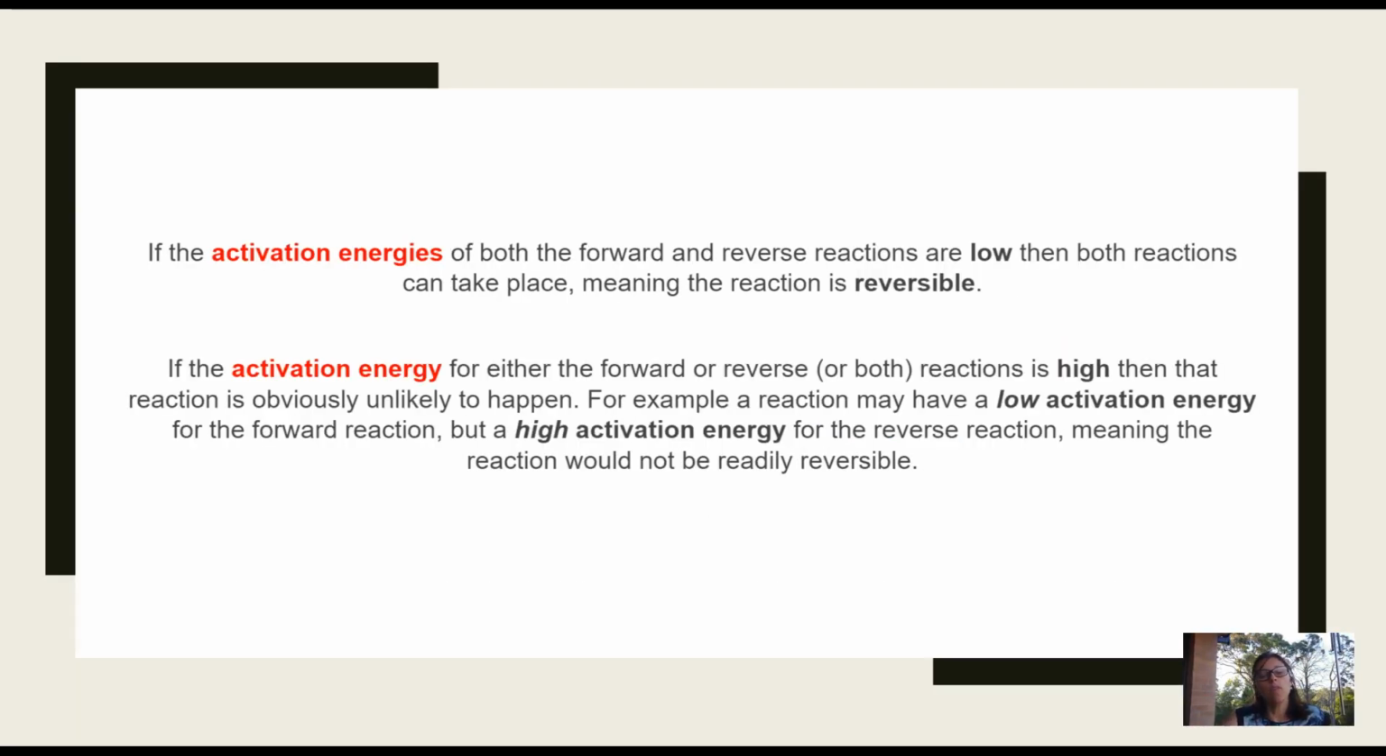If we have low activation energies in both directions, then both directions of the reaction will happen, so the reaction will be reversible. But if the activation energy in either the forward or the reverse direction is too high, then that part of the reaction will not be able to happen. It's unlikely to happen. So if we have a low activation energy in the forward direction but a high activation energy in the reverse direction, then the reverse reaction won't take place.